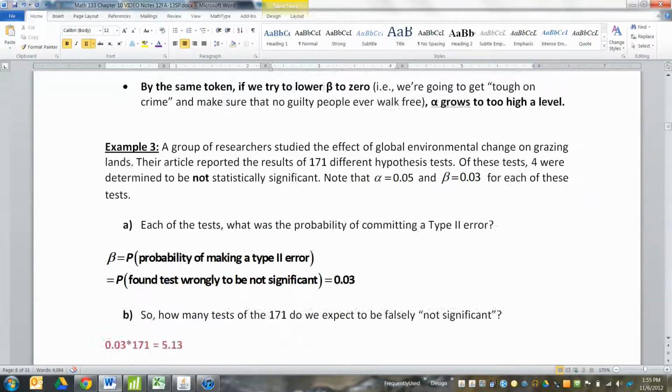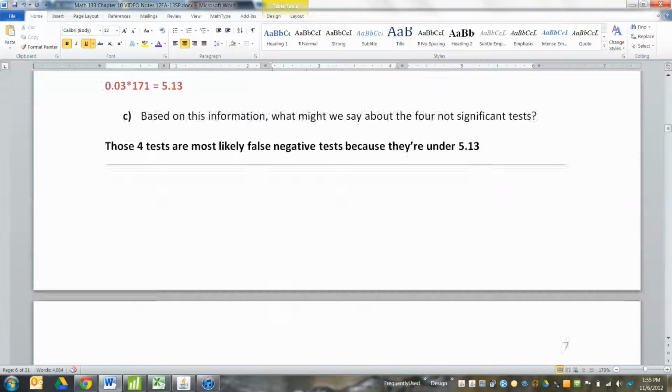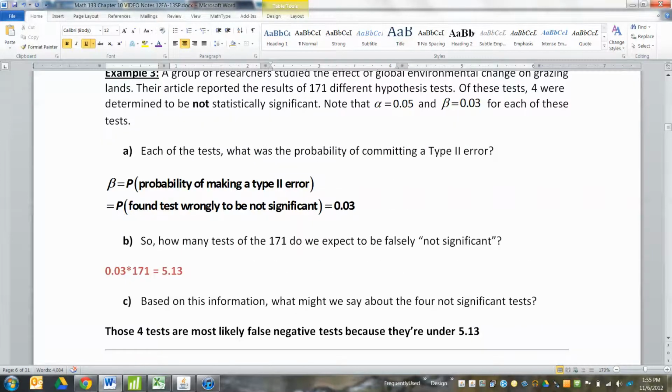All right, so last but not least, down here, if you have a beta of 0.03 and an alpha of 0.05, that means you're going to be making wrong, in this case, false negatives 3% of the time, and false positives 5% of the time. And this particular one was just on global warming. So there's 171 different tests by scientists. All of them had a 3% chance of a false negative and a 5% chance of a false positive. Let me write that up.